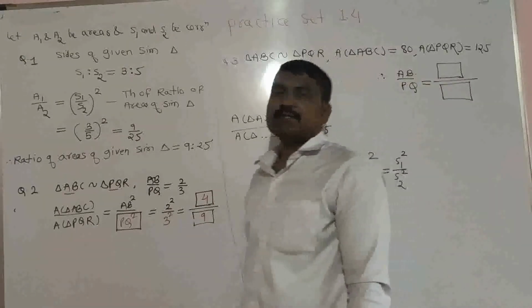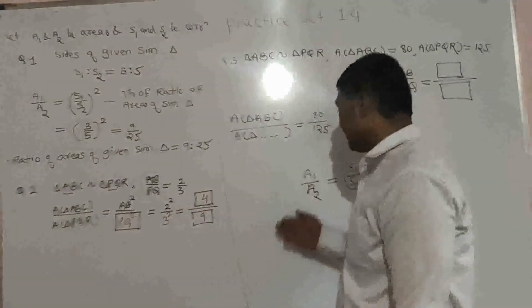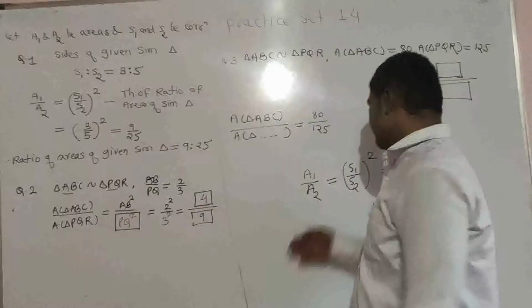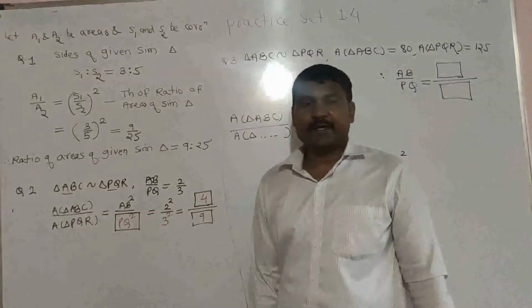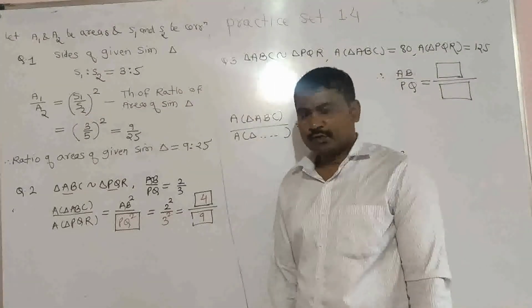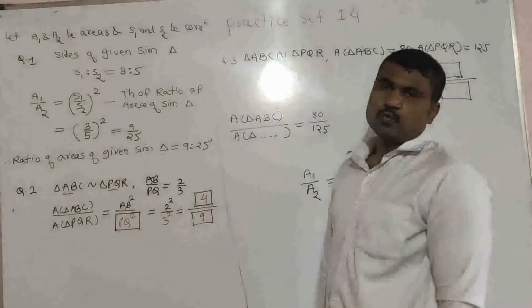Understood? Which theorem is applied? Again the same theorem is applied: A1 upon A2 is equal to S1 upon S2 whole bracket square. Understood? So this is question number 2.